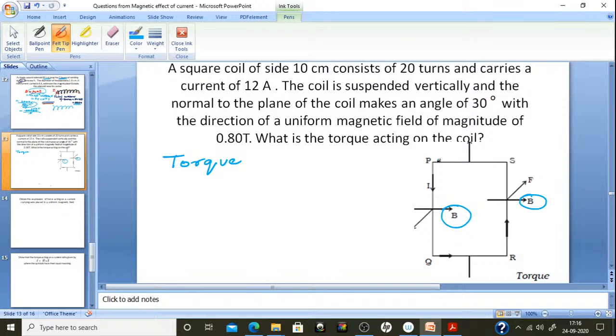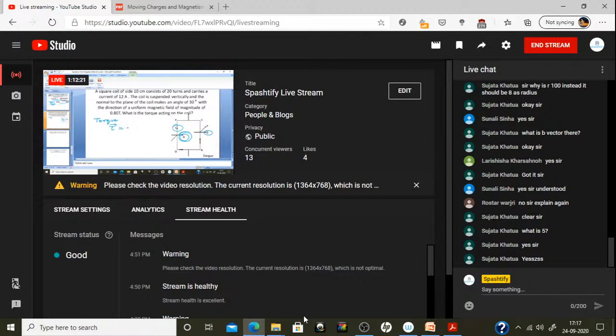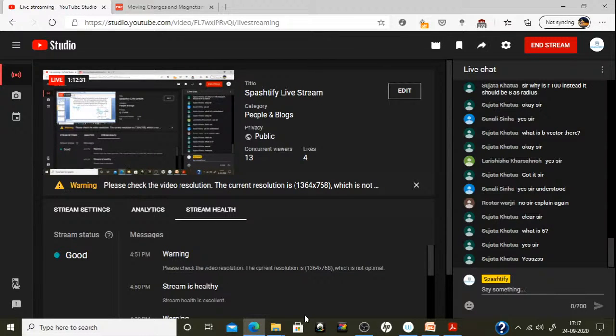If you have a coil which carries a current I, this I is the current carried by the coil, and this coil is placed in a magnetic field B, then this coil will experience a torque which will make it rotate, and the formula for that torque is M cross B. I think you have the notes for this. Yes or no?